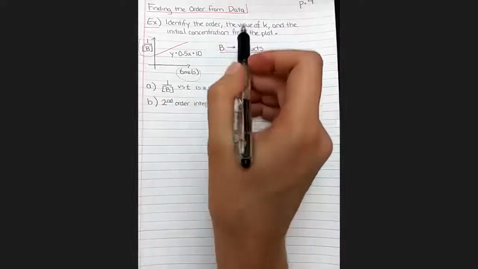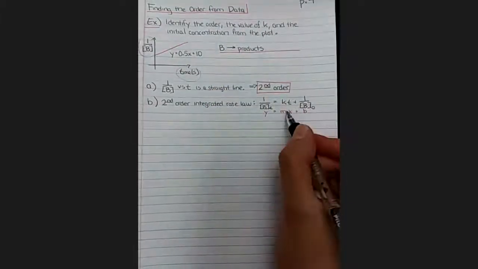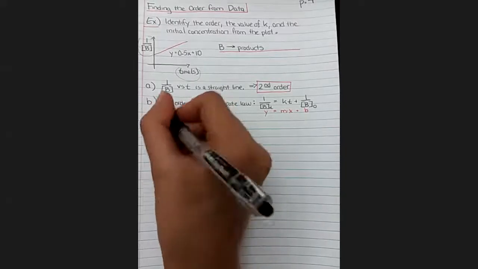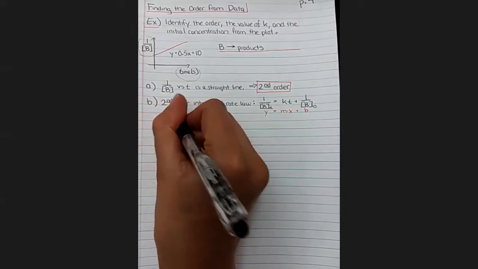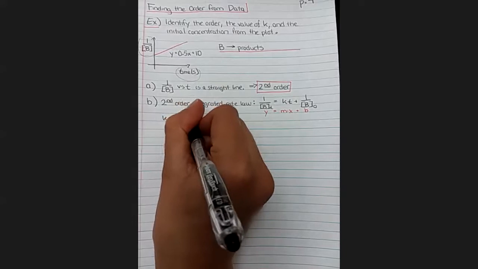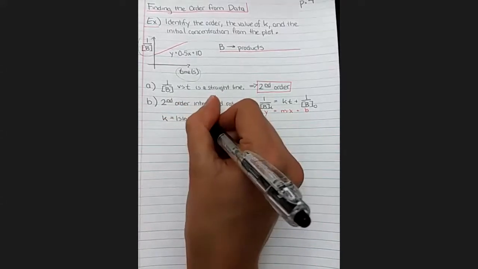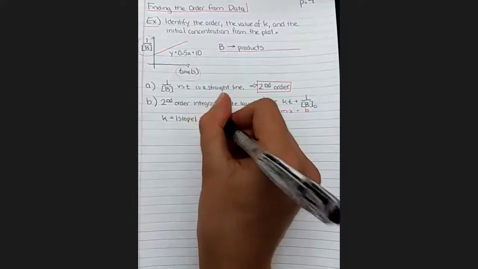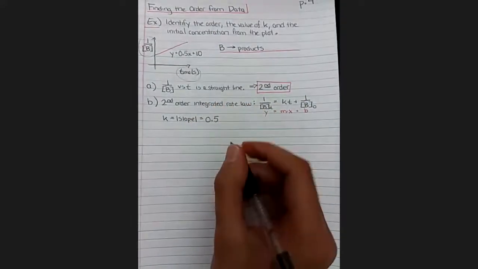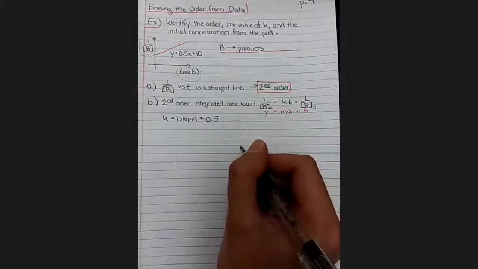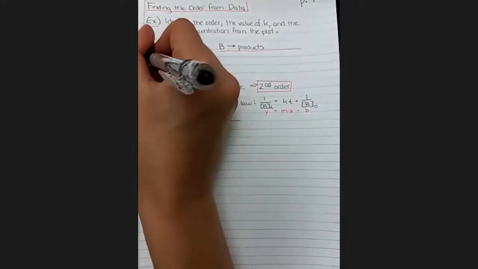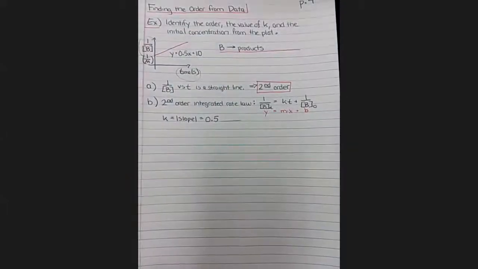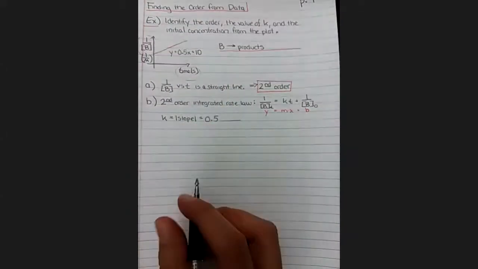So the first number that we want to know is the value of k. And so we can see here that k is going to be the slope. And remember that k is always the absolute value of slope because k is always a positive number. So in this case, our slope is 0.5 and it already is a positive number. So that's fine. And we should probably find the units. I was lazy and I didn't write the units. So the units for 1 over concentration should be 1 over molarity, and the time is in seconds.